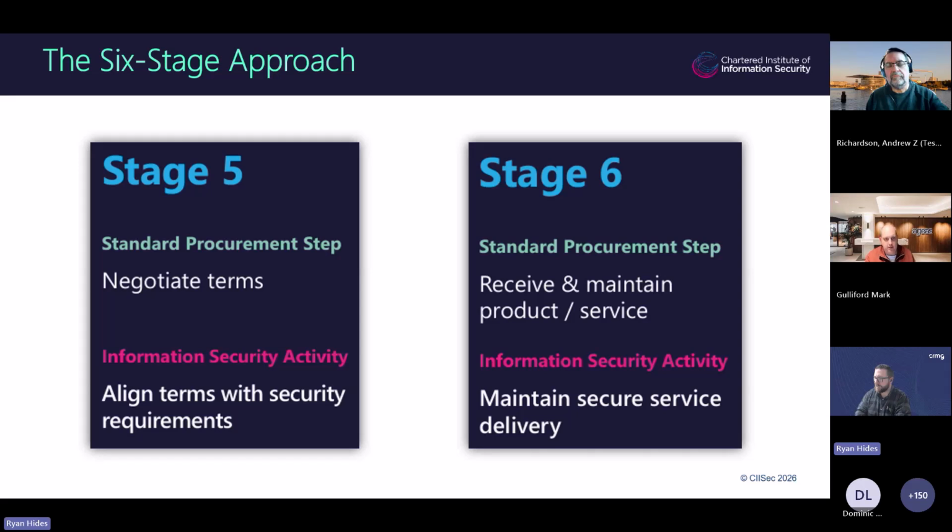And then stage 6, so this is receive and maintain product or service. So essentially everything's complete. You've performed your assessment, the contract's been signed, and it's a case of monitoring the security of that particular supplier. Now if you can get involved, if you've got a threat intelligence team, and work with those guys, especially for the most critical suppliers, if you ask them to monitor those, working with threat intelligence is quite a strong set of data.